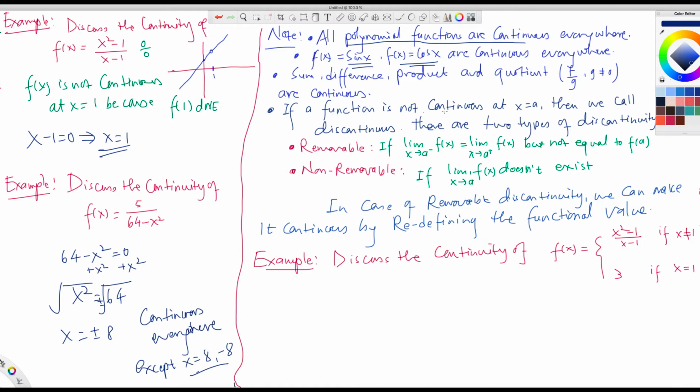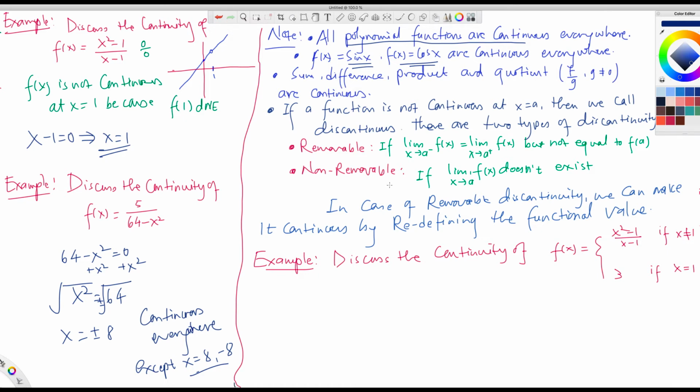Next, if a function is not continuous at x equals a, we call it discontinuous there, okay. There are two types of discontinuity. One type of discontinuity is removable. We call it removable discontinuity, meaning the limit exists but the functional value either may not exist or it is not equal to the limit, okay. If the limit exists but the functional value is not equal to the limit, because left limit and the right limit equal means the limit exists, right? Limit exists but the functional value is not equal to the limit. That is called removable discontinuity.